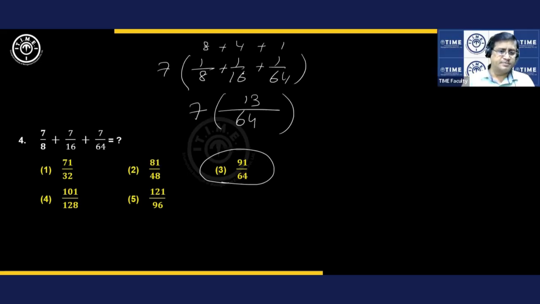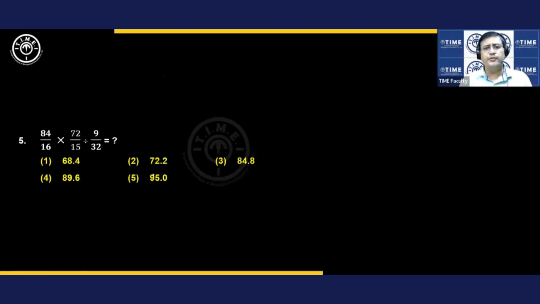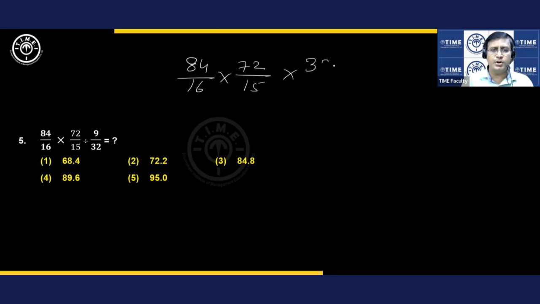Now look at the next example. 84 by 16, 72 by 15, and 9 by 32. My dear student, just observe this symbol. This division is given. So what you will get? 84 into 16, 72 by 15 into 32 by 9. Am I right or not? Now what I am doing here, I am changing the sign. Division I am removing and I am using multiplication. What will happen? The fraction will get reversed, the reciprocal.